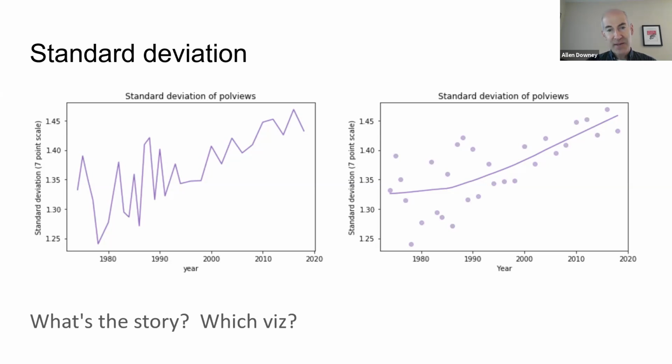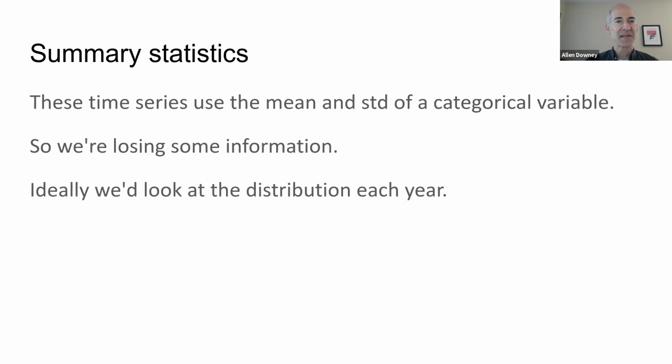Although the difference is from about 0.133 to about 1.45, so it may not be a very big difference in practice. Which is a reminder that we are losing some information. When we compute a summary statistic like the mean, we're losing information about exactly what's happening.